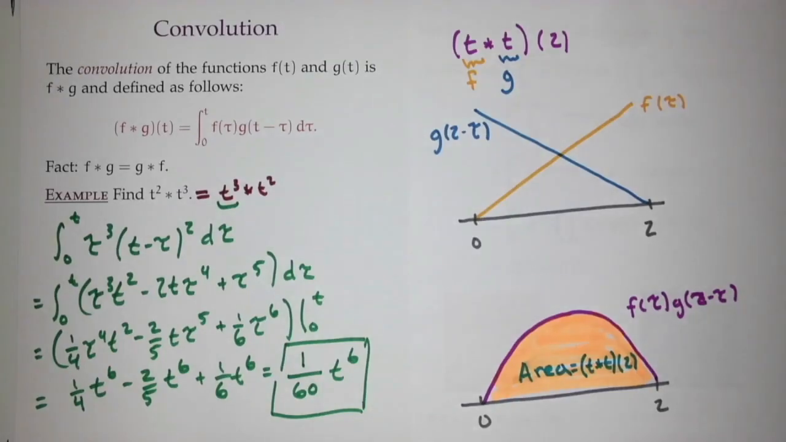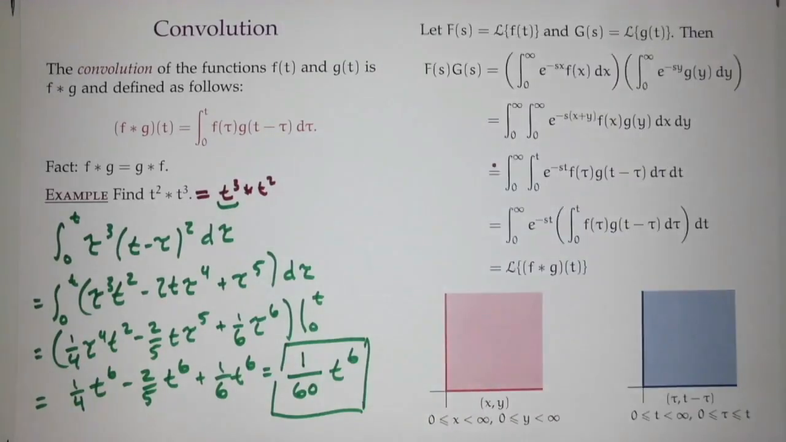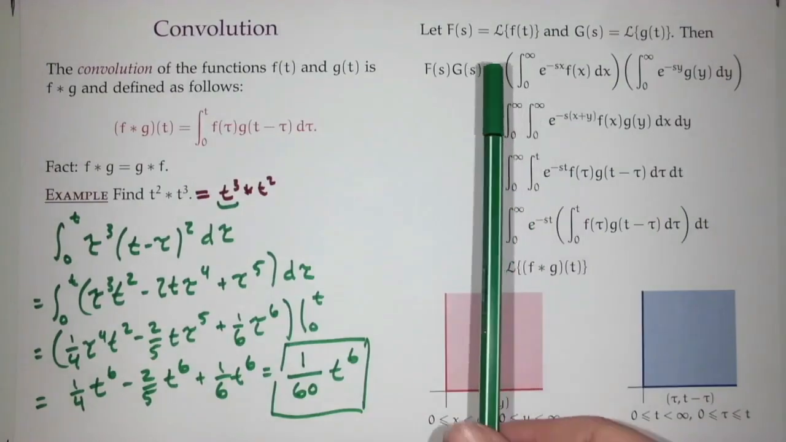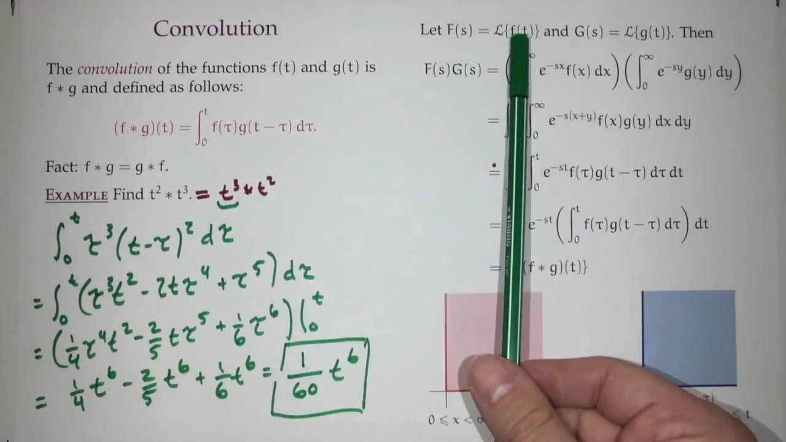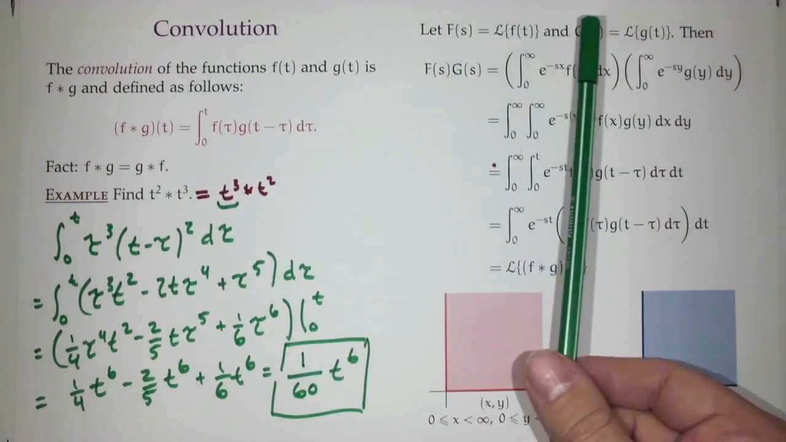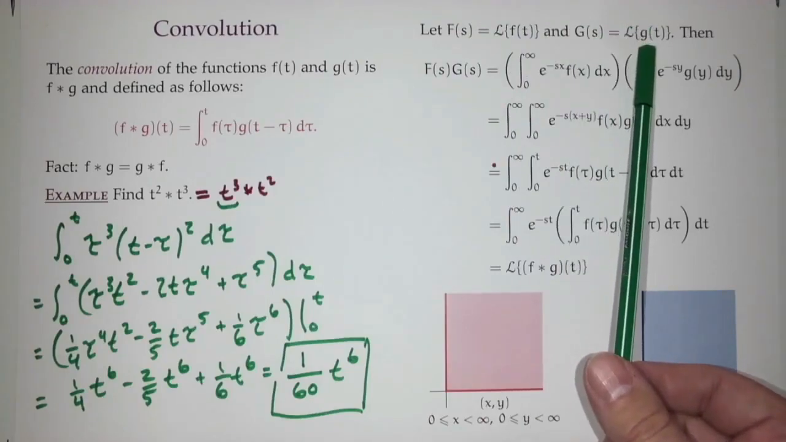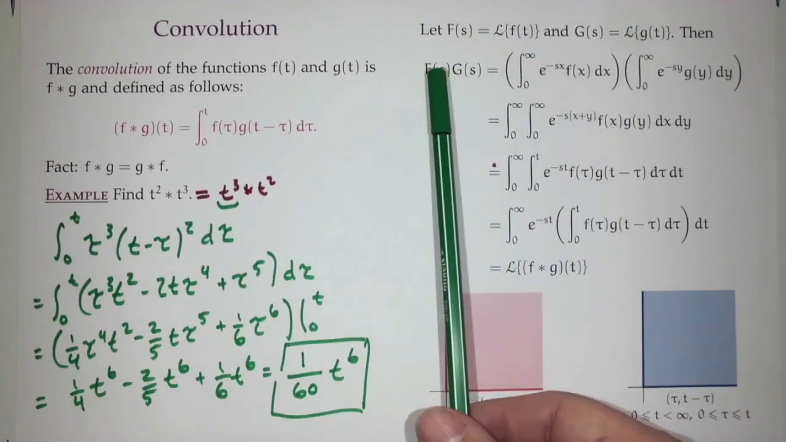Now, why do we care? We care because it's exactly the right kind of thing we need to handle multiplication. So we're going to let F of s be the outcome of taking the Laplace transform of little f, G of s the outcome of doing the Laplace transform of little g. And we're going to look at the multiplication.